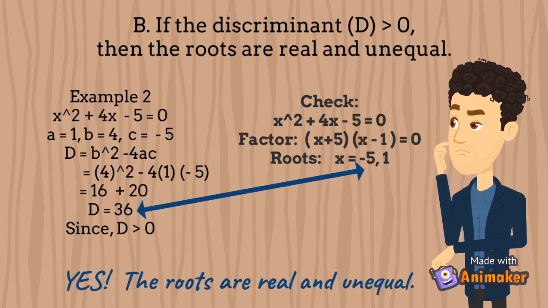By checking, x squared plus 4x minus 5 equals 0. Factor: quantity x plus 5 times quantity x minus 1 equals 0. The roots are -5 and 1. Since d is greater than 0, yes, the roots are real and unequal.